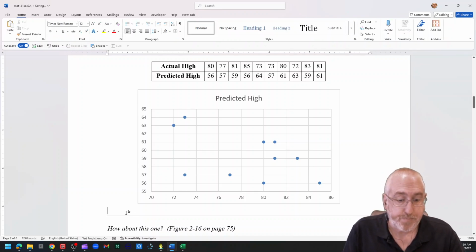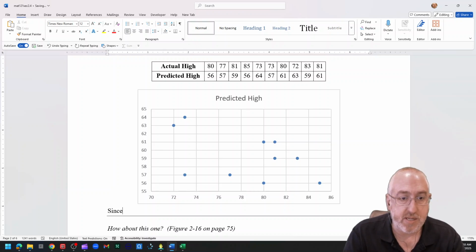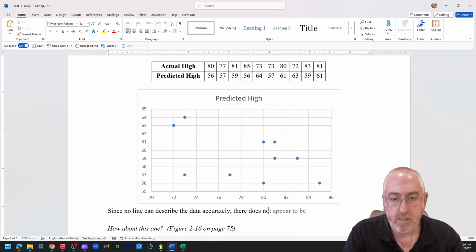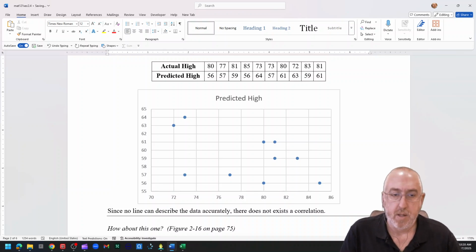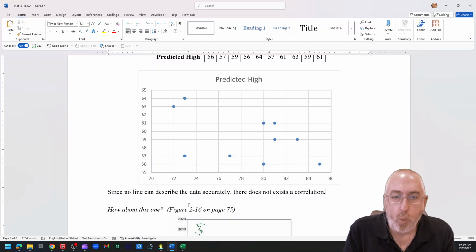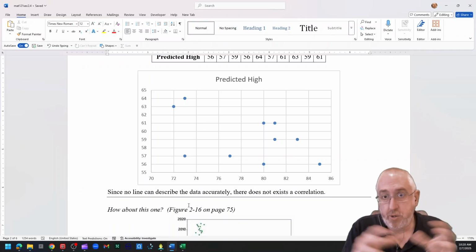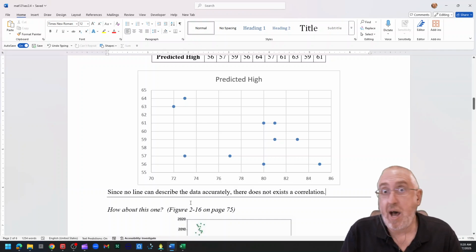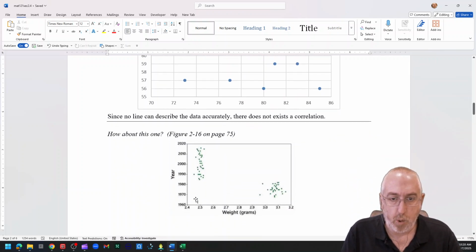So in this case, since no line can describe the data accurately, there does not exist a correlation. Done. And that's going to happen sometimes. Now, again, this is all a visual guess about what you think it's showing you. We're going to get to more mathy ways to confirm whether or not there is a correlation. But let's take a look at one more example.